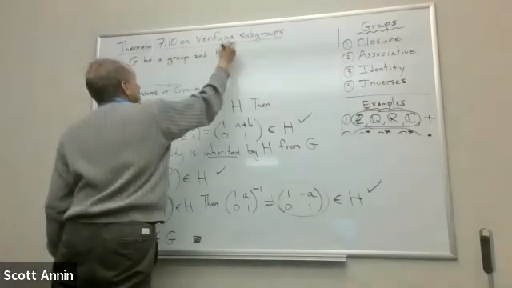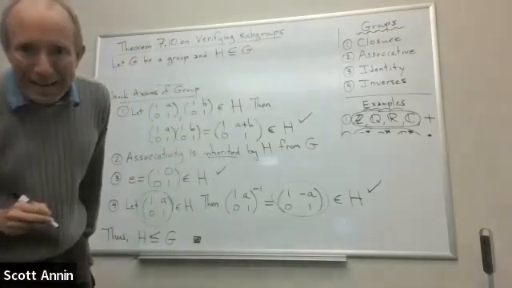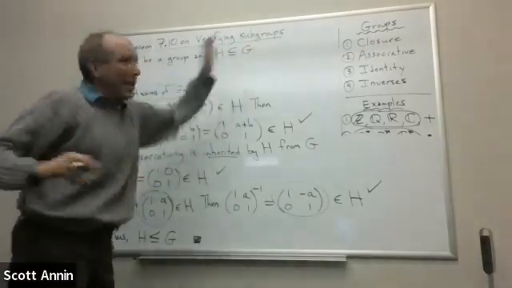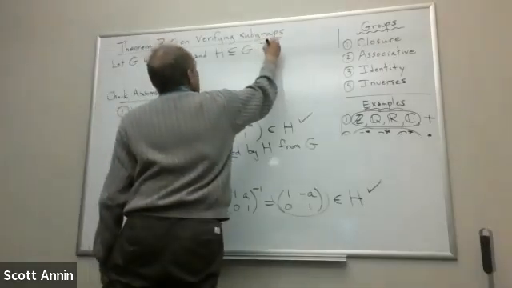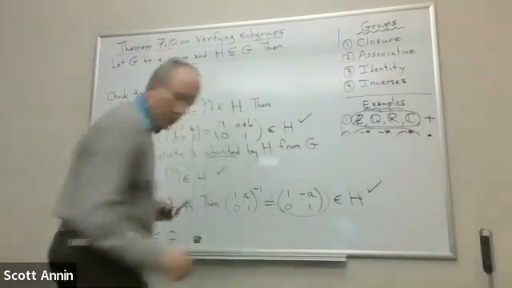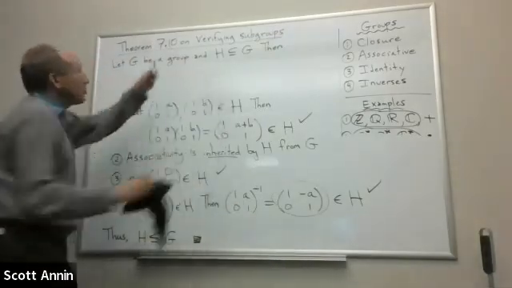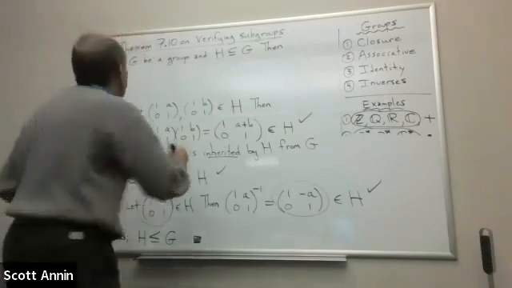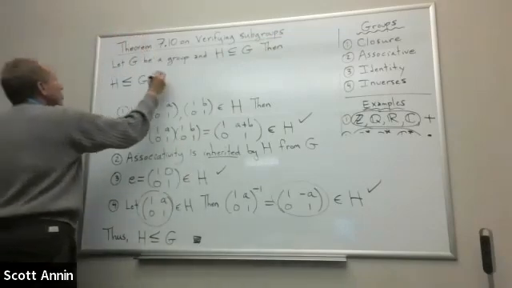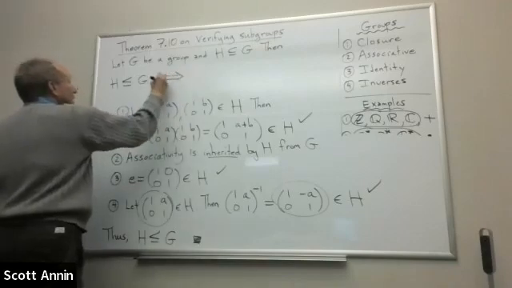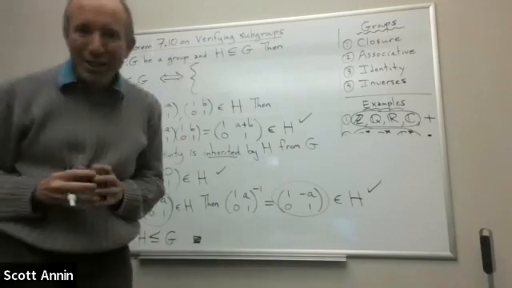And H is a subset of G. Okay. So G is a group, H is a subset of G. Then here is what we can do, guys. I want to have a theorem that tells me when H is a subgroup. Then H is a subgroup of G if and only if, and I'm going to put the condition over here on the right side.